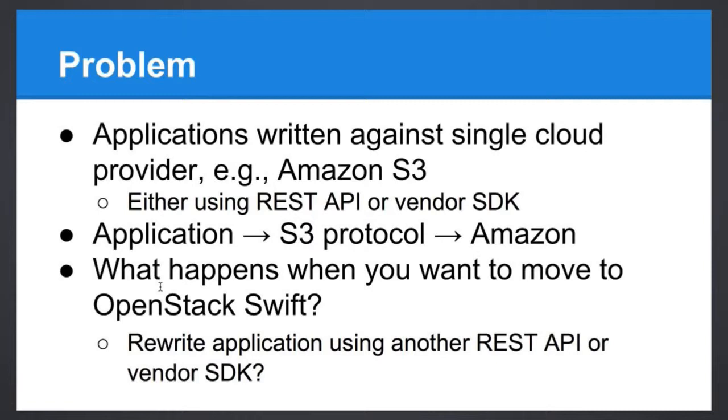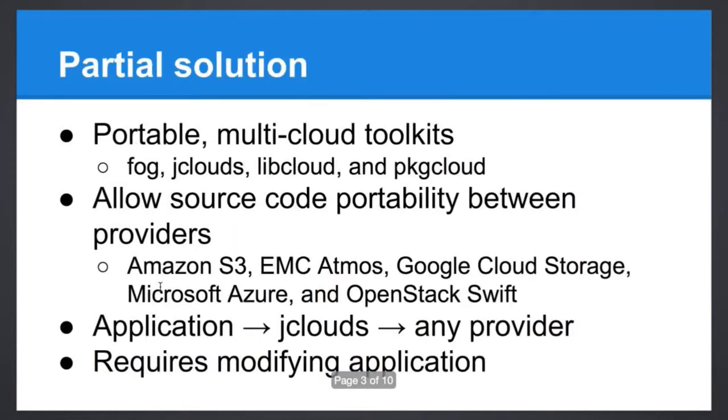So what happens when you want to move to something like OpenStack Swift? Do you rewrite your application using another REST API or a vendor SDK? A partial solution to this is that you can use a portable multi-cloud toolkit. There are many high-quality implementations available for many different languages, Java, Ruby, Node.js, etc. And these give you source code compatibility between providers. So you can go to Amazon or Microsoft or OpenStack or Google.